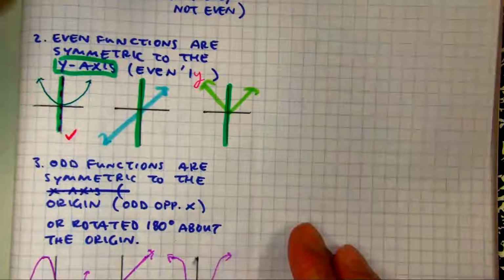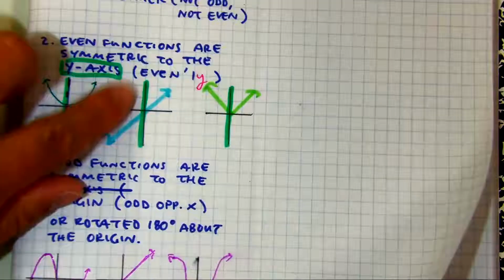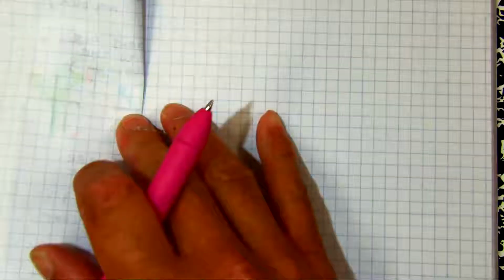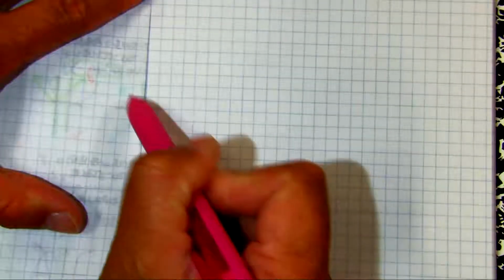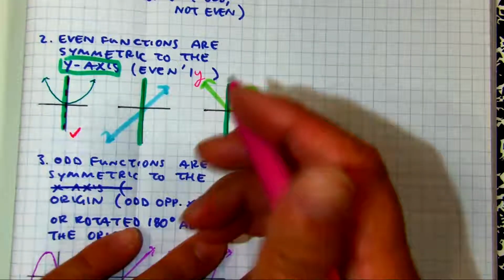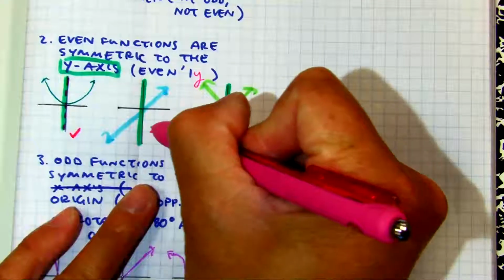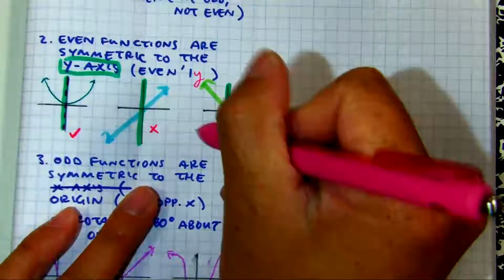Even if you don't have your mirror, you can do a trick. If you try to fold on that green line, I don't know if you can see it through the paper, but do you see it? Didn't fold on top of itself. Does that make sense? So is it an even function? No. And how about that one? Yes.